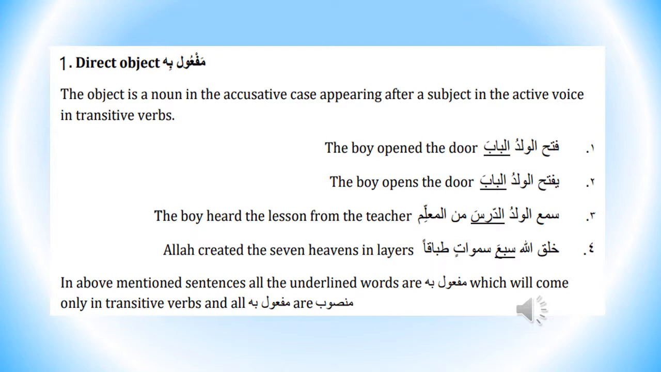The fourth sentence, khalaqallahu sab'a samawatin tibaqan. Allah created the 7 heavens in layers. So Allah is the subject, khalaqa is the verb, sab'a is the object. So in these 4 examples, al-baba, ad-darsa, sab'a, all are objects. All the underlined words are maf'ul bihi, which will come only in transitive verbs, and all are mansoob.